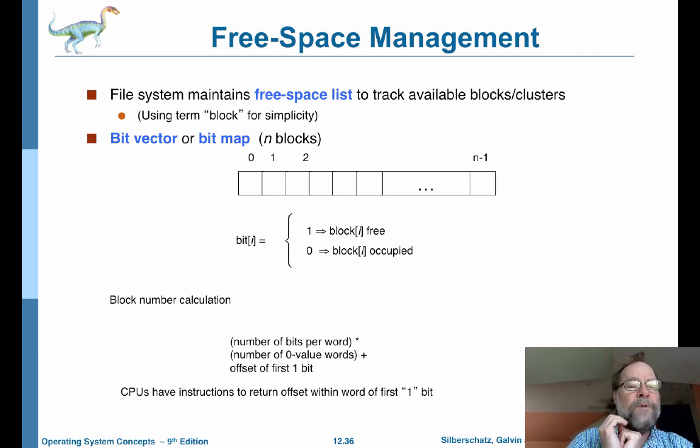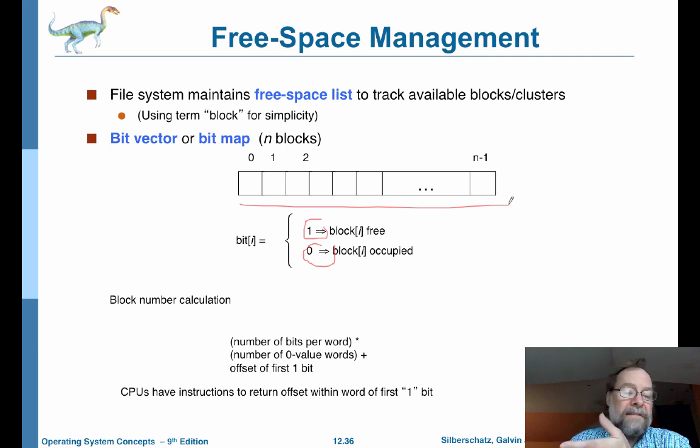One of the simplest ways is through the use of a bit vector or a bit map. That is, we have a single bit that represents each of the blocks on a drive, and we set the corresponding bit for that block to be 1 if that block is free and 0 if that block is occupied. So if you had n blocks on a hard drive, then you'd need a bit vector of n bits.